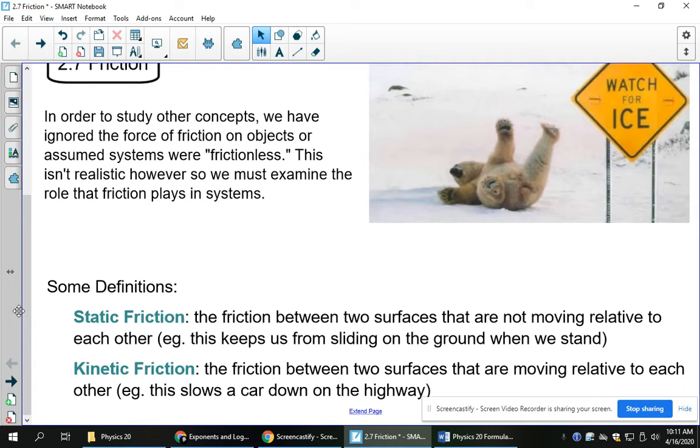So the word kinetic is talking about movement. So this is the kind of friction that might slow a car down on the highway. This is the kind of friction that is always there between a car's tires and the highway, which is why even on a really cold day, there might not be lots of icy buildup on Highway 2 because the kinetic friction is able to keep the ice at bay.